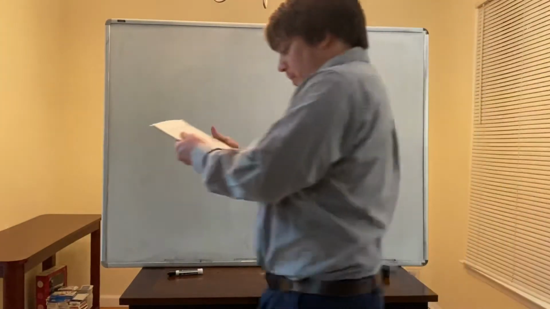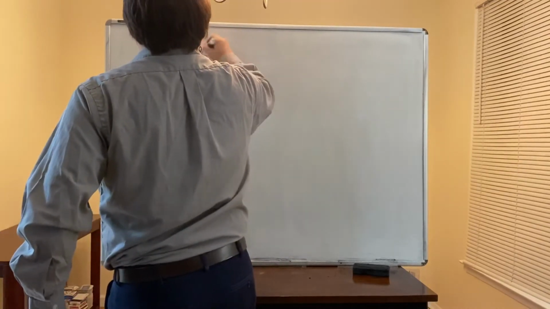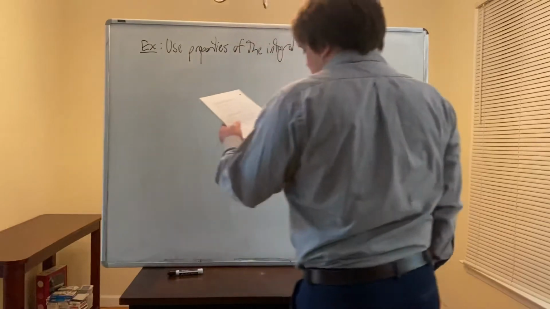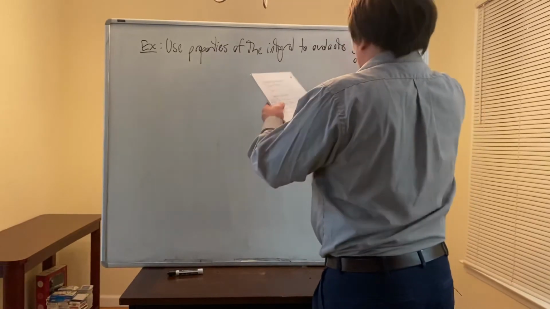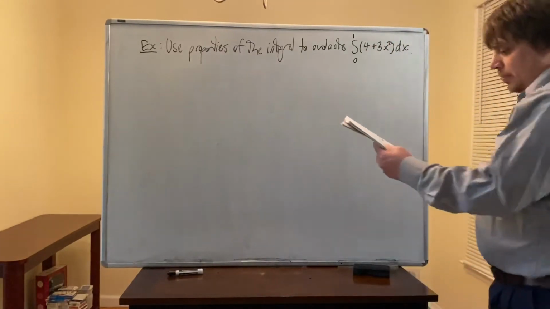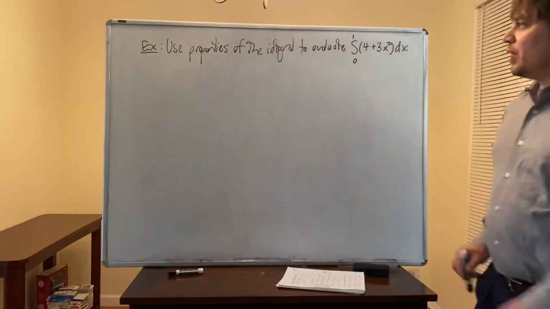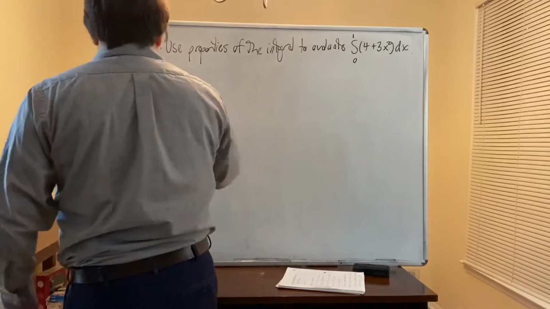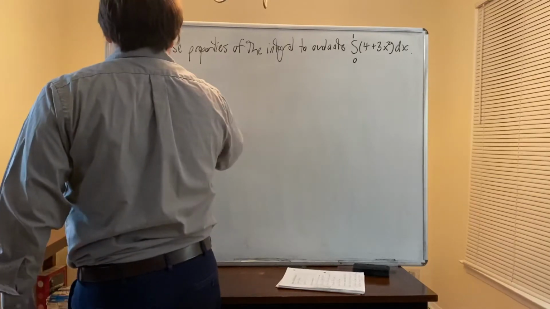Let's keep going. Example. Use properties of the integral to evaluate the definite integral from 0 to 1 of 4 plus 3x squared dx. So use properties of the integral to evaluate the definite integral from 0 to 1 of 4 plus 3x squared dx. Let's do that.